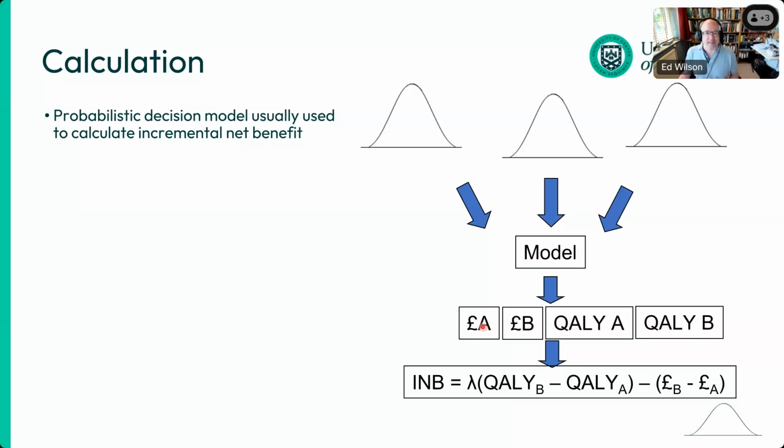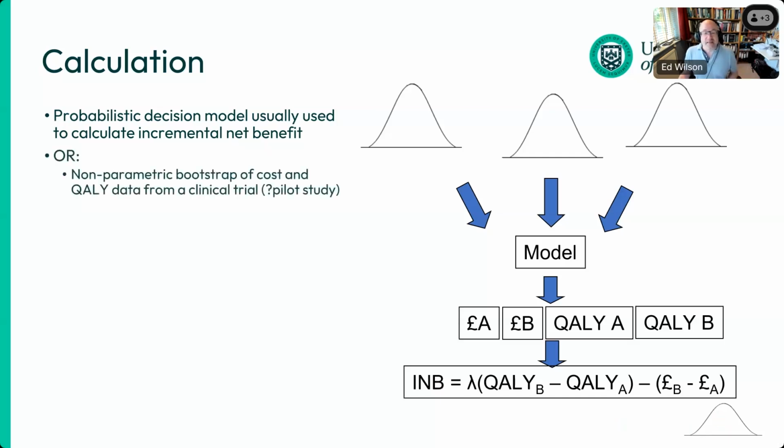Repeat that in the probabilistic analysis 10,000 times, and it gives you 10,000 estimates of each of those, or 10,000 sets of costs and qualities. You can then get 10,000 estimates of the incremental net benefit, net monetary benefit, and you can plot it as a distribution like that, and perform the analysis on that.